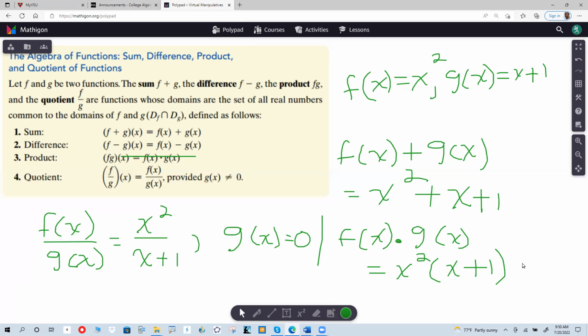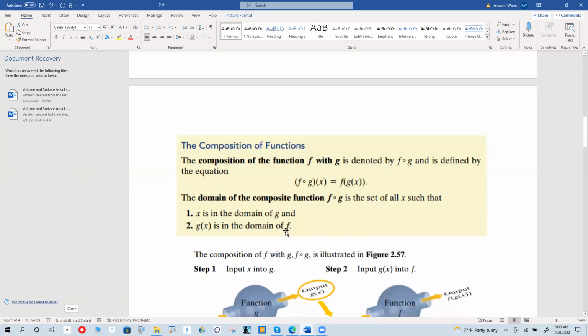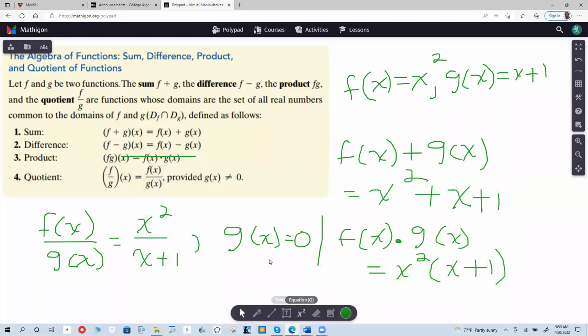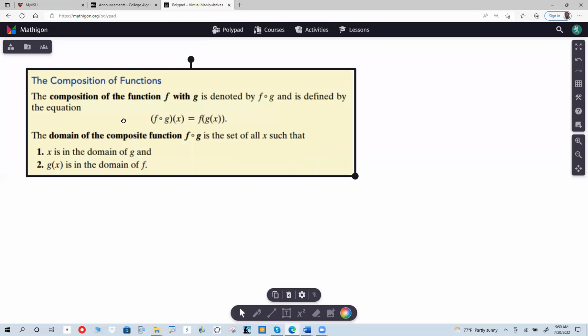All right, guys. The next topic from our same section is called composition of functions. Again, I wouldn't say they make it difficult, but when you write it, it looks very complicated. So bear with me a little bit, okay? It's not that complicated. So what's a composition of functions?